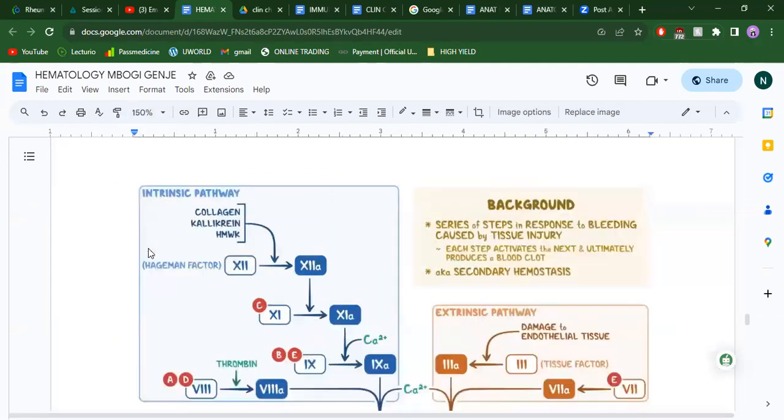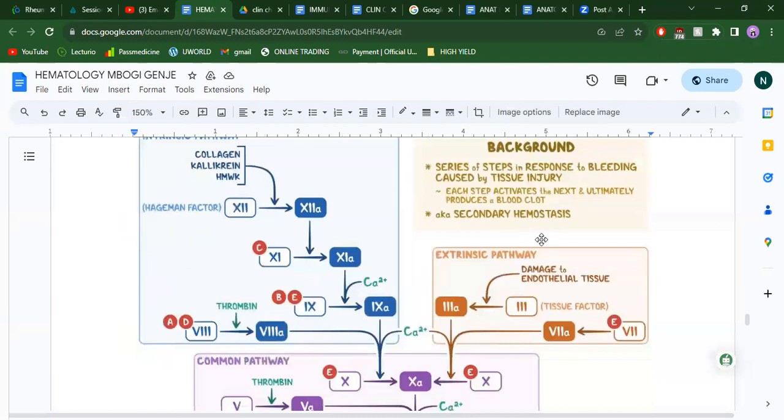Let me zoom. So we start with the extrinsic pathway. Damage to the epithelium. We start with factor 7, which goes, factor 3 joins. Factor 3 is the tissue factor, which joins to factor 10.